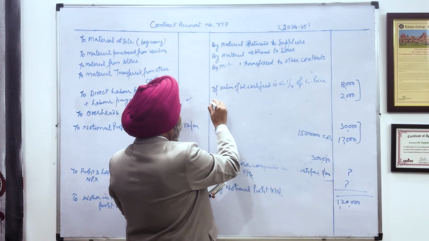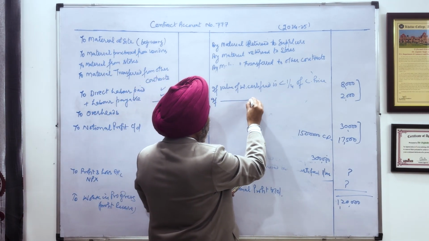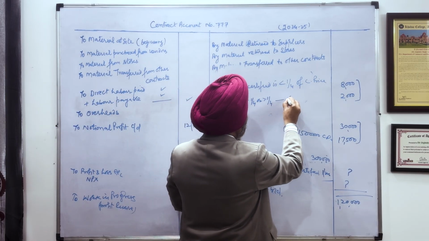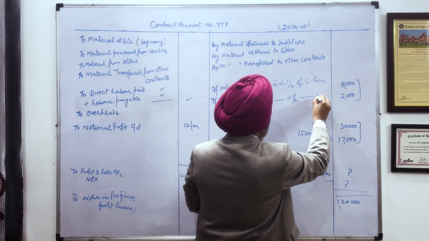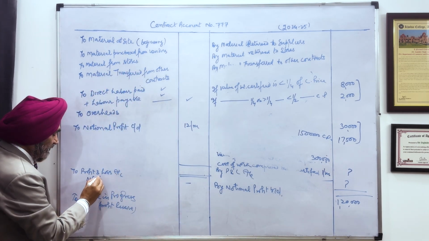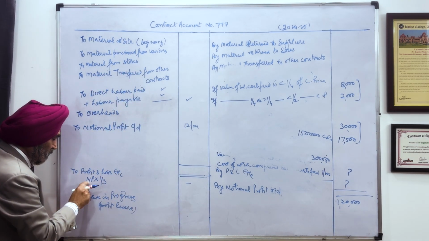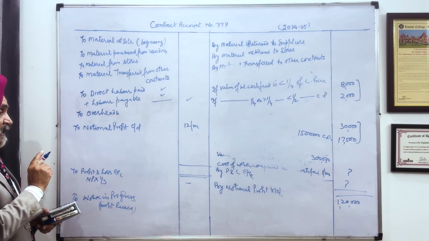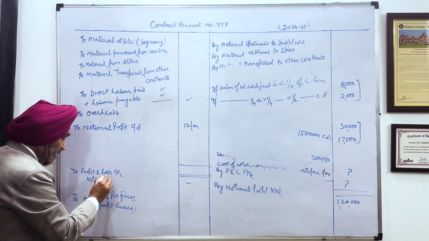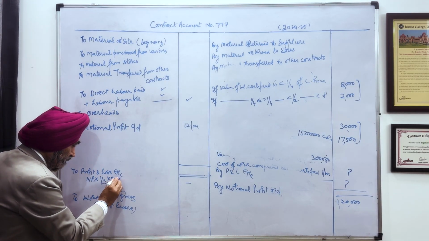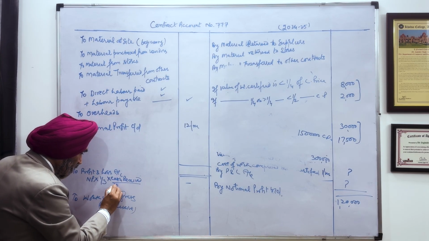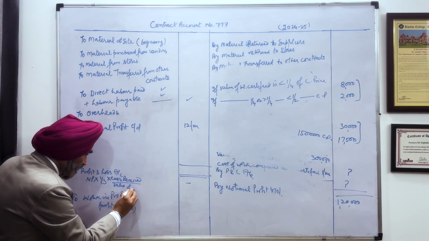But if the value of work certified is 1/4 or more than 1/4, but less than 1/2 of the contract price, in that case 1/3 of the notional profit will be transferred to profit and loss account, and this 1/3 will further be reduced by multiplying with cash received over value of work certified.